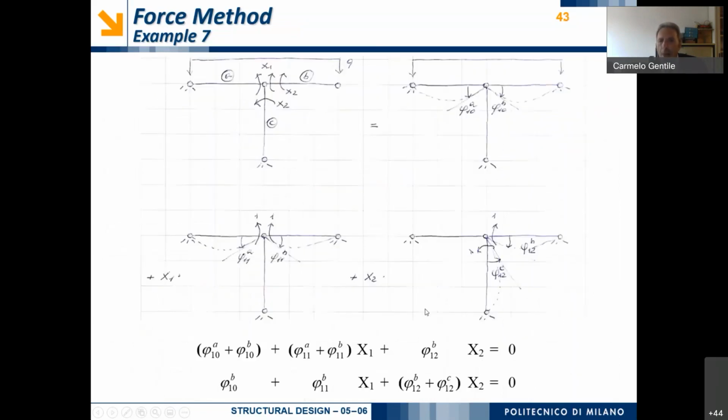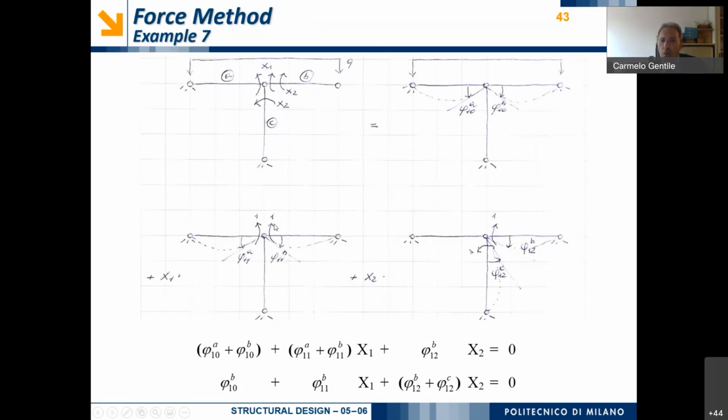Afterwards, I will apply the compatibility condition. The compatibility conditions are, of course, related to, first of all, there is no relative rotation between beam A and beam B. So the relative rotation between beam A and beam B is phi10A plus phi10B. And here we are, phi10A plus phi10B.